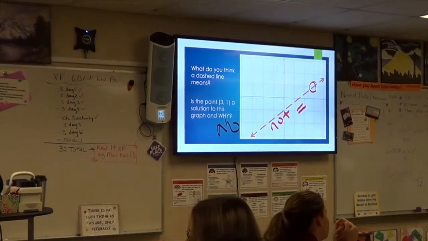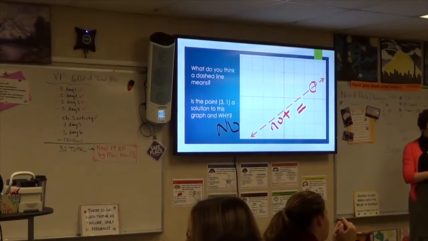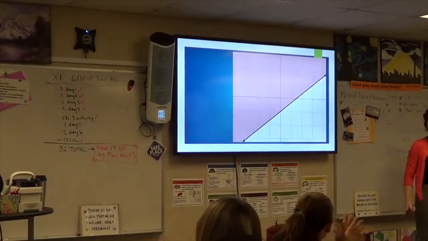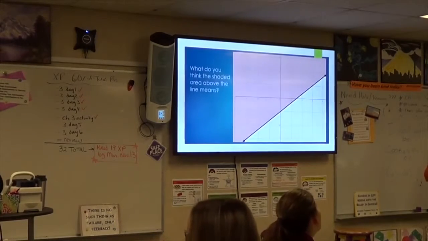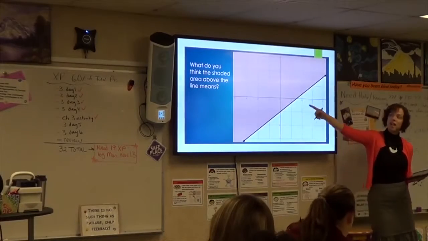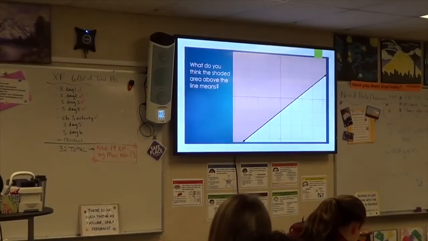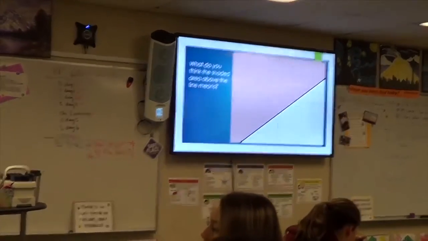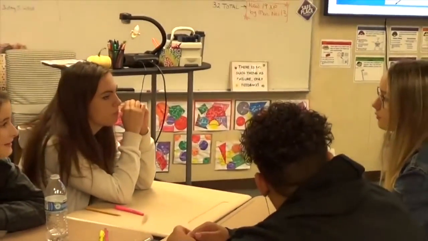Okay, well, we're going to take it a step further now. Here's our next graph. Okay, so this time, notice that we have a solid line, and we have shading above the line now. Discuss in your groups what you think that means.